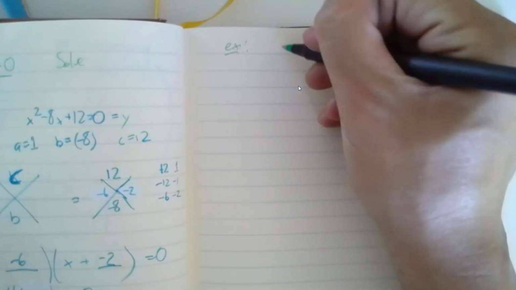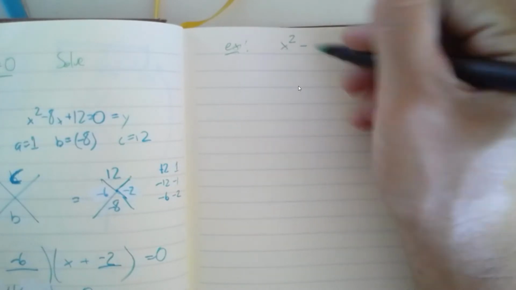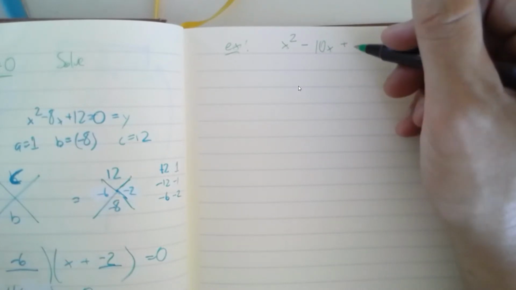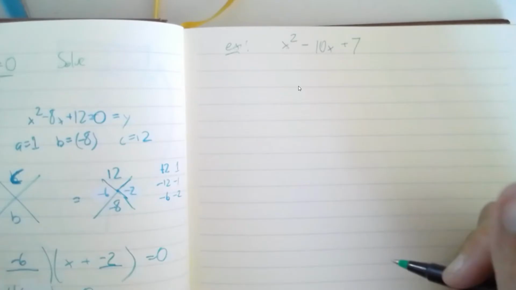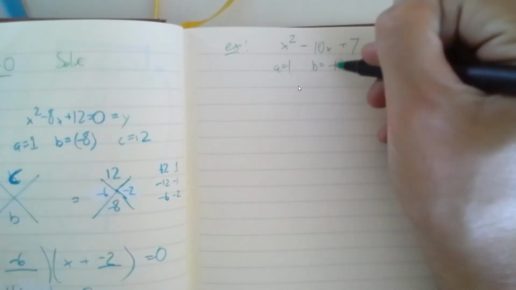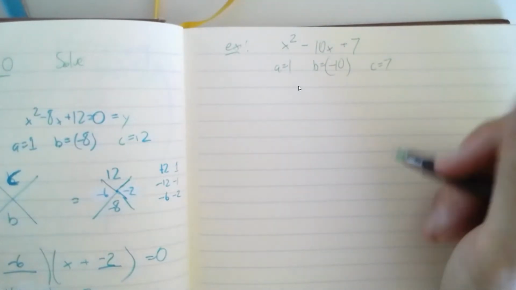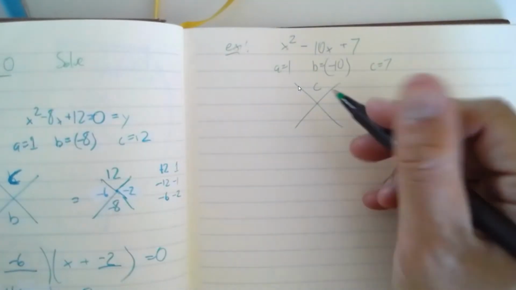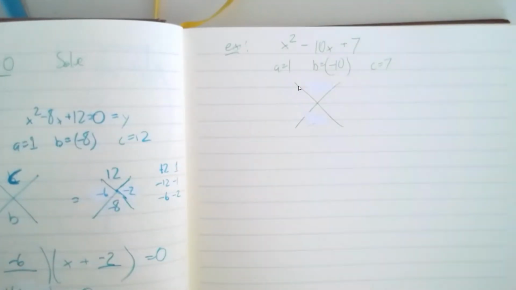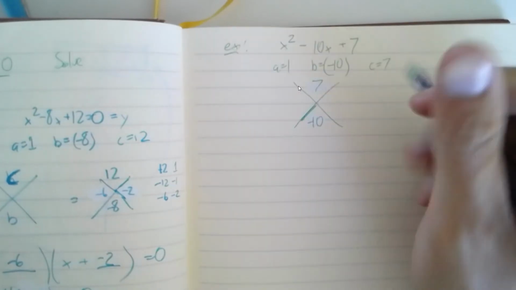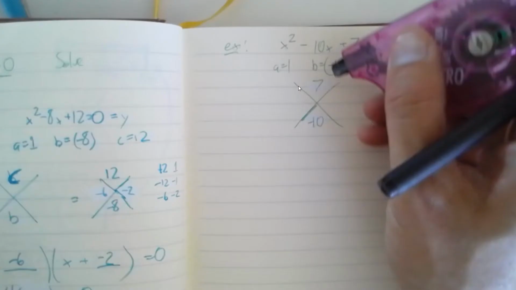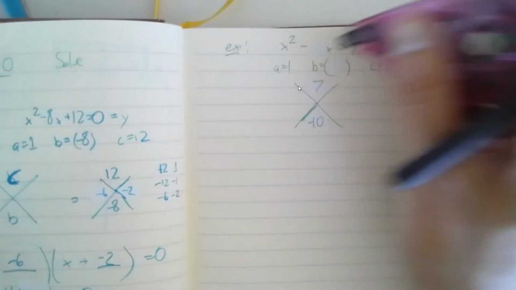Let's try x squared minus 10x plus 7. So again, my a is equal to 1, my b is equal to negative 10, and my c is equal to 7. So we have to come up with two numbers that multiply to your c and add up to your b. That would be 7 and negative 10. Oh, sorry, I think I did this incorrectly. Hold on. I think I got them mixed up.